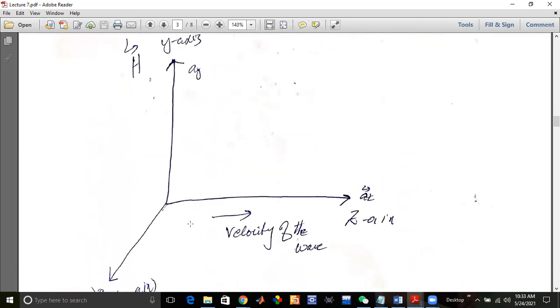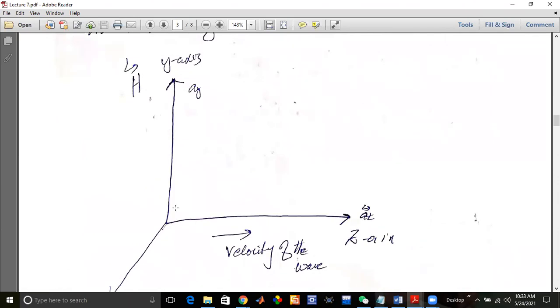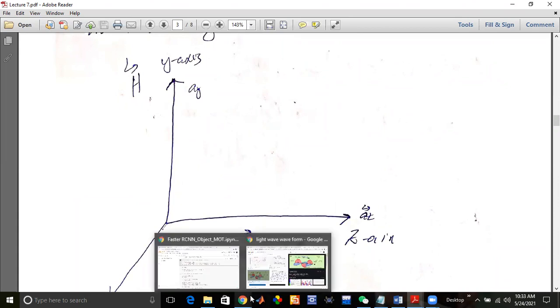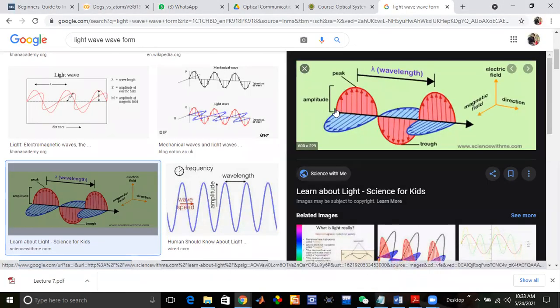So consider the velocity is in the z direction, the electric field is along the x direction, and the magnetic field is along the y direction. And here it will behave like this. This is the direction, this is one quantity, and this is the other quantity. And you know that they make a 90 degree angle with each other. They are perpendicular.